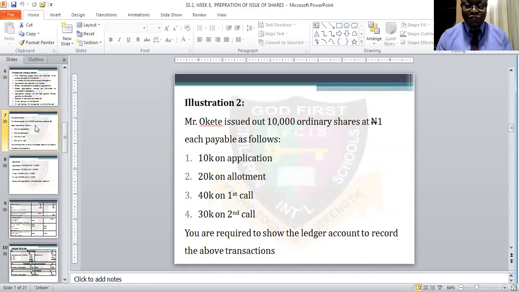Mr. Okete issued out 10,000 ordinary shares at 1 naira each payable as follows. One, 10 kobo on application. Two, 20 kobo on allotment. Three, 40 kobo on first call. Four, 30 kobo on second call. You are required to show the ledger accounts to record the above transaction. Let us look at how we are going to prepare these accounts.